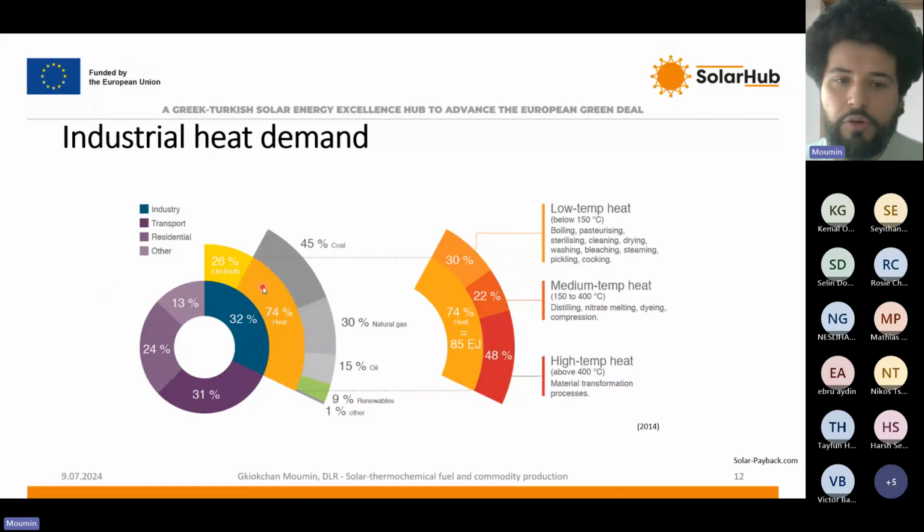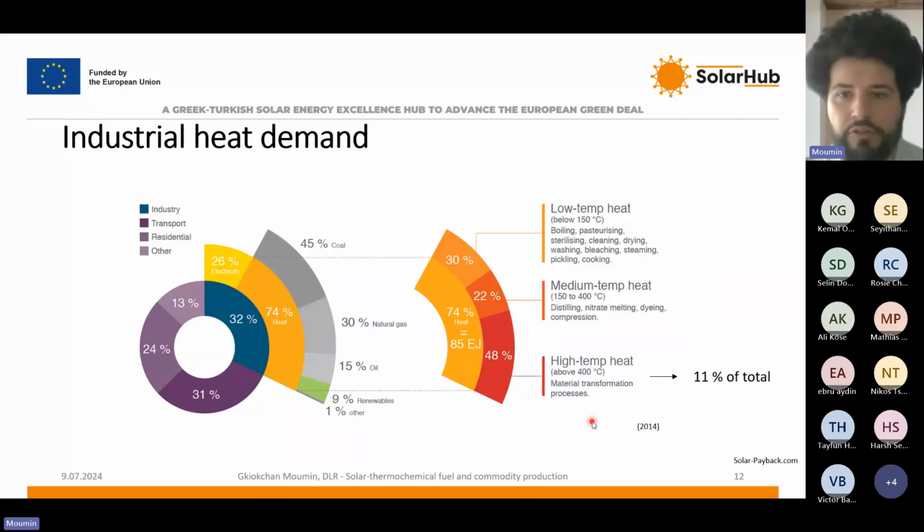Out of that, 74% is heat. These are values from 2014, so I guess it improved a bit with the renewable energies, I hope. And out of those 74%, 30 is low temperature, 22 medium, and 48 is high temperature heat, which means 11% of the total primary energy demand is actually high temperature heat. And this is a significant number.